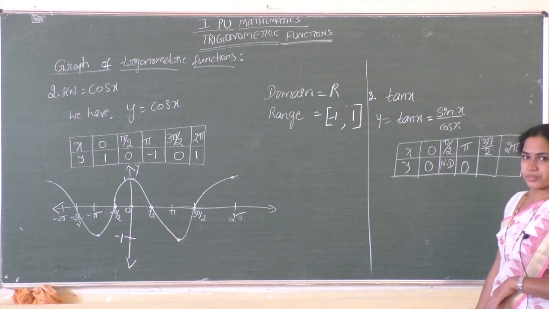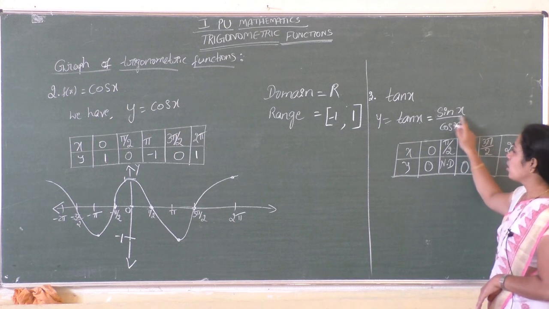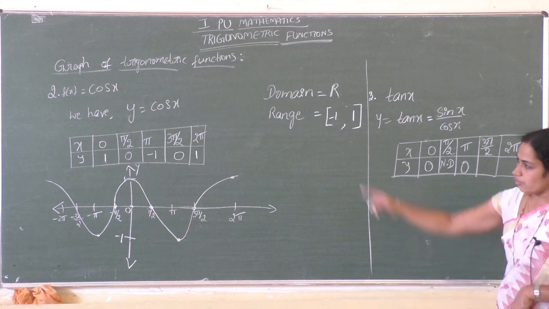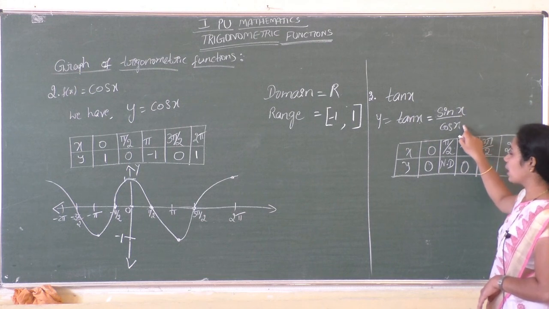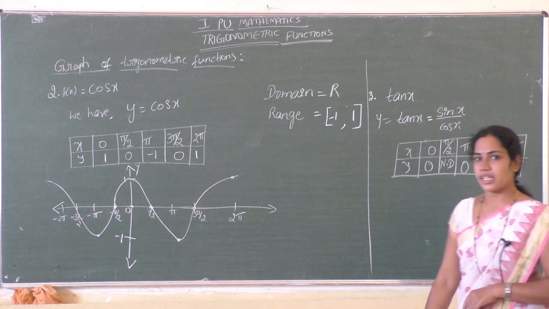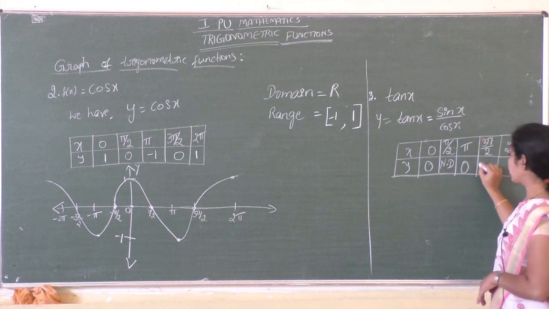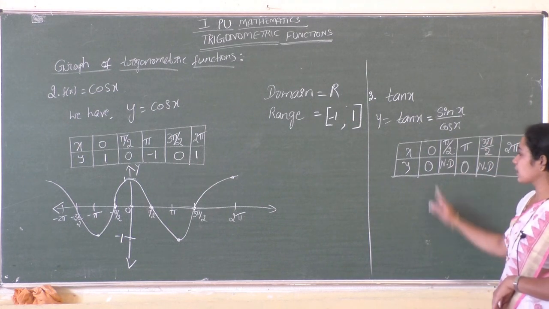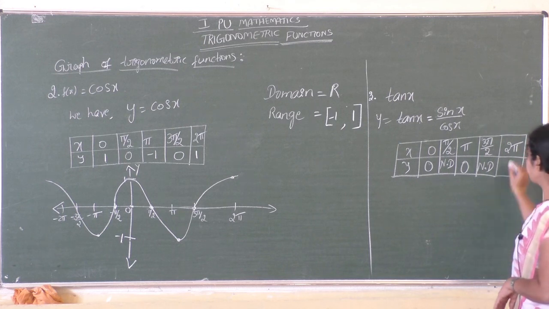Tan 3 pi by 2. For any odd multiple of pi by 2, cos x is 0, that means the cos function is 0. We can see that cos 3 pi by 2 is 0. Sin 3 pi by 2 value is minus 1. So divided by 0 means not defined. It may be plus infinity or minus infinity. We have to check the sign in the first, second, third and fourth quadrants.